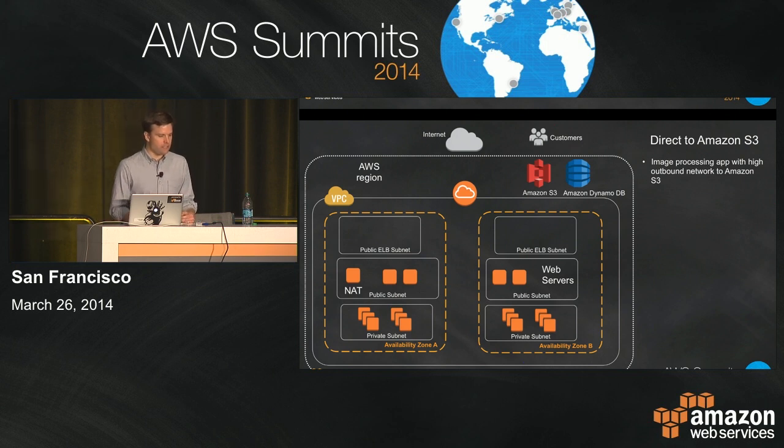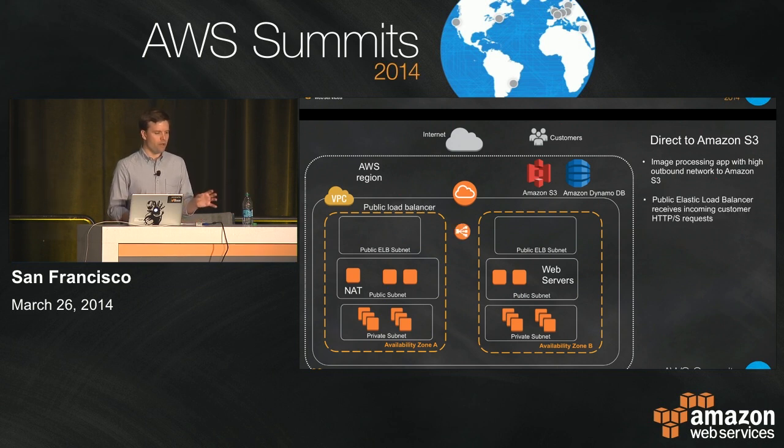So here's a design example. This is from a real customer use case of mine about what they did to handle the NAT bandwidth. This is an image processing app that had high outbound requirements to S3. Customers would come in and upload photos. There'd be some work done on those photos, metadata added, and many, many iterations of that photo, different resolutions, and those were all put back up into S3.